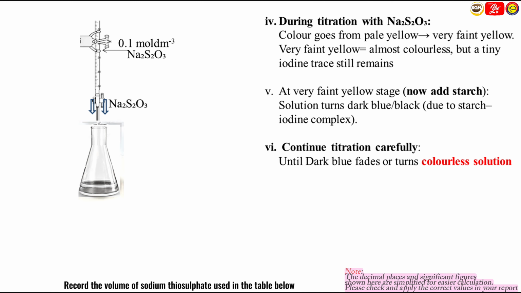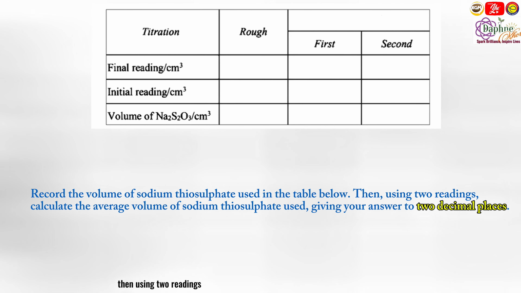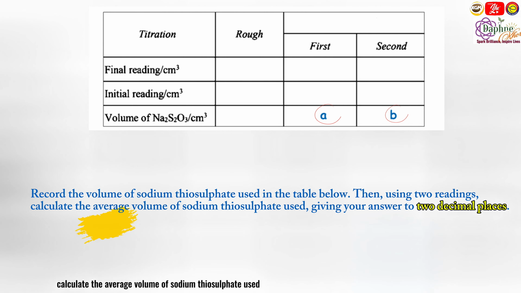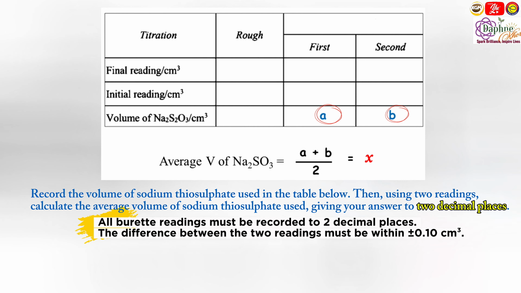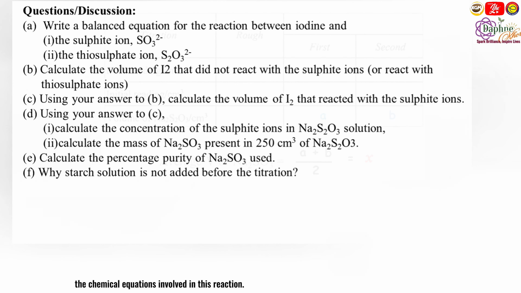Record the volume of sodium thiosulphate used in the table below. Then, using two readings, calculate the average volume of sodium thiosulphate used. Let's look at questions A, the chemical equations involved in these reactions.